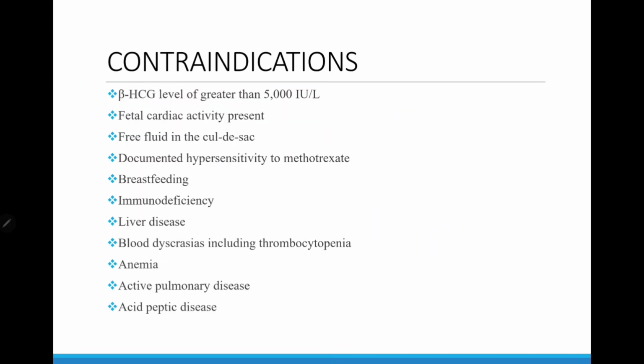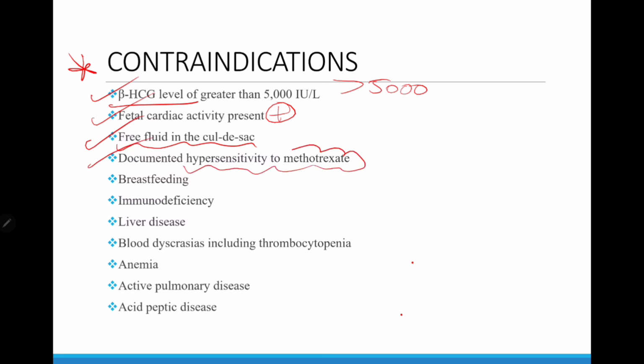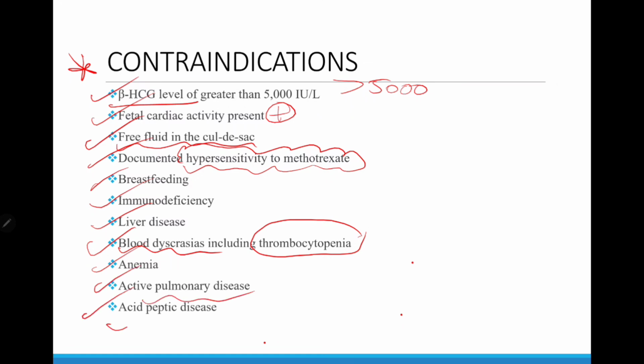Now let's look at the contraindications. Contraindications are, first, beta HCG level that is greater than 5,000 international unit per liter. Fetal cardiac activity present. Free fluid in the cul-de-sac if it is present, or hemoperitoneum is there. Documented hypersensitivity to methotrexate, definitely. If there is hypersensitivity to methotrexate, we cannot administer methotrexate. Breastfeeding is very important contraindication. Immunodeficiency, liver disease, blood dyscrasias including thrombocytopenia, anemia, active pulmonary disease, as well as an acid peptic disease. These are all the contraindications for medical management in ectopic pregnancy.